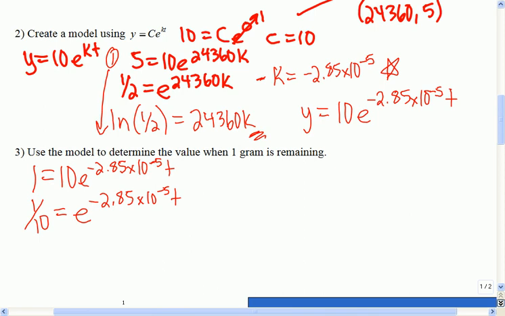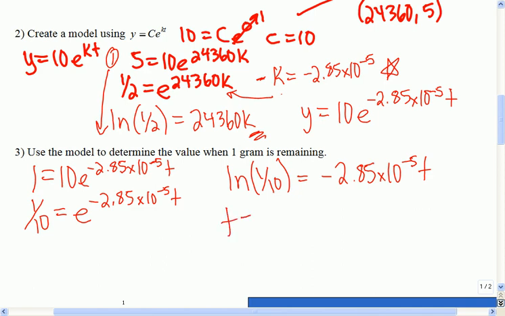That's where it came from. Well, natural log is the log in base e. So e comes from... and where does natural log come from? Because in order to solve for this exponent right here, I have to use a logarithm to get the exponent out of the equation there. Okay, so then I'm going to have natural log of 1 out of 10 equals negative 2.85 times 10 to the negative 5t.